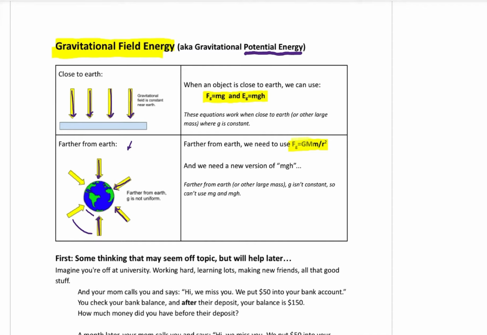Just like we had to switch our force from mg to this GMm over r squared, we're going to have to replace our mgh with something more universal. When we're farther from the Earth, we can't use mg and mgh. They're special case for close to Earth. So that's that first little blurb in that first little box. Basically, mg and mgh aren't going to work, so we've got to go through this 11-page document to come up with a new equation that does work.